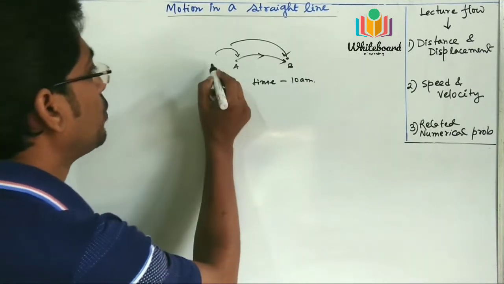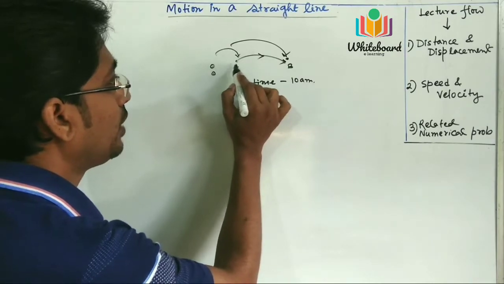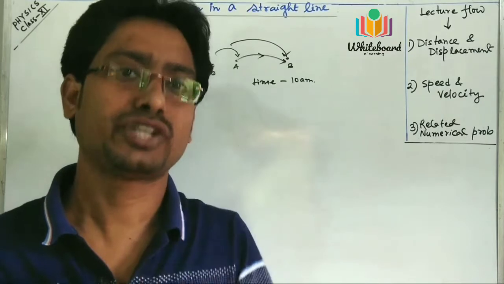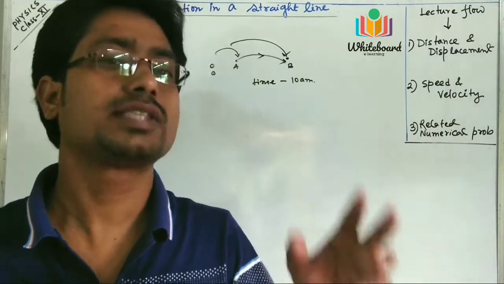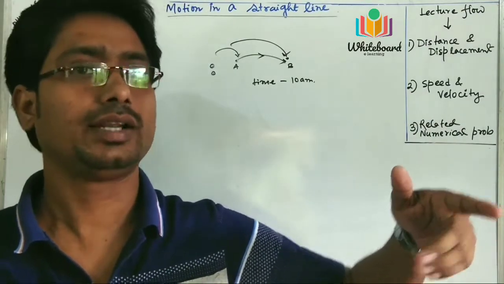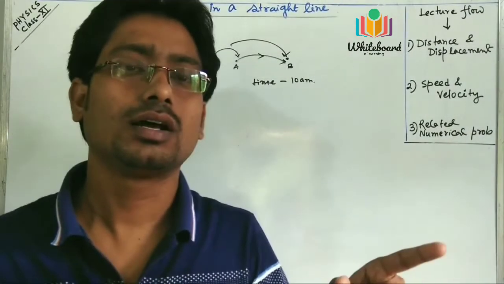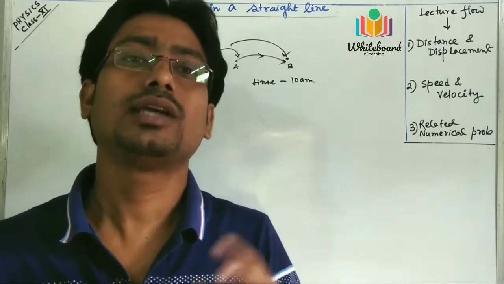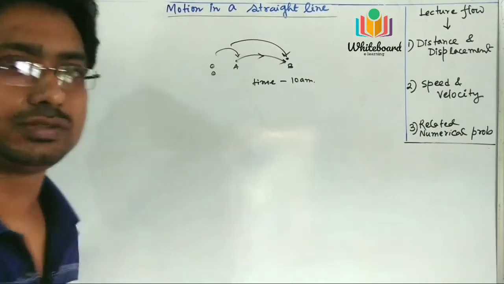Suppose two bodies are trying to move from A to B. Obviously they consume some time. Each body will not take the same time to reach B; they will take different times, depending on some factors. So how do you guess who is faster and who is slower? It can be understood by a physical quantity known as speed.